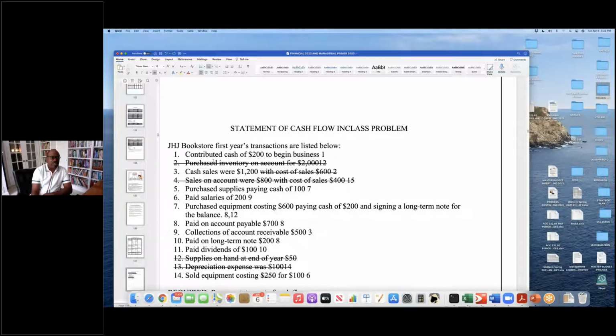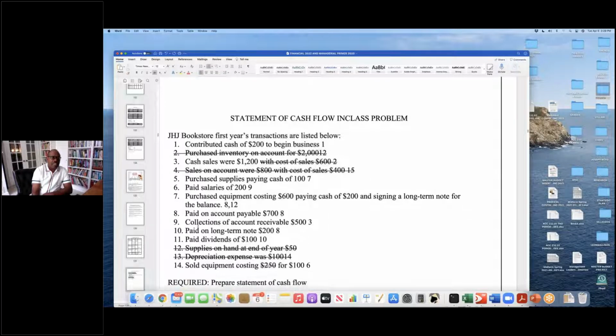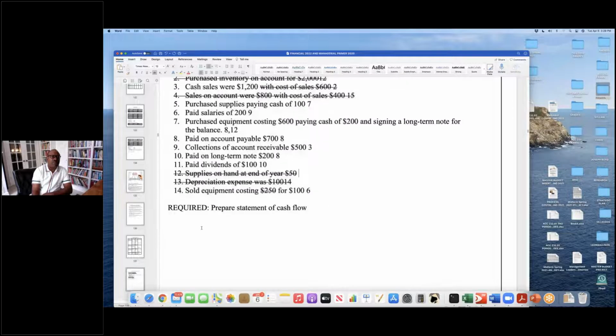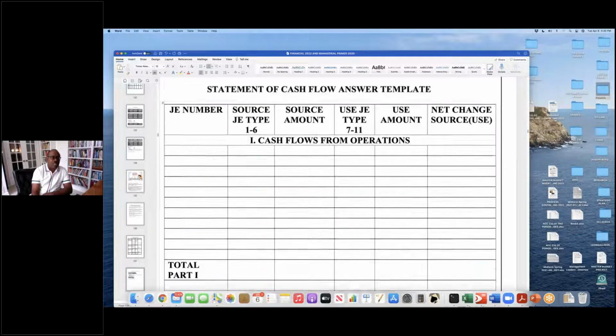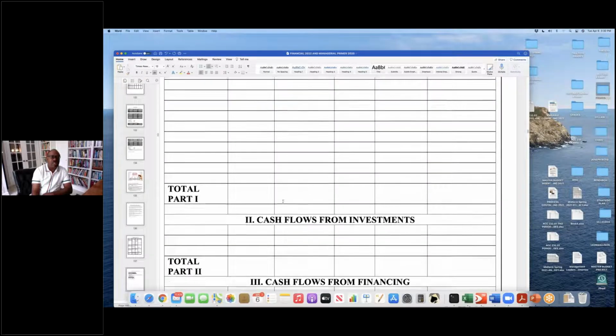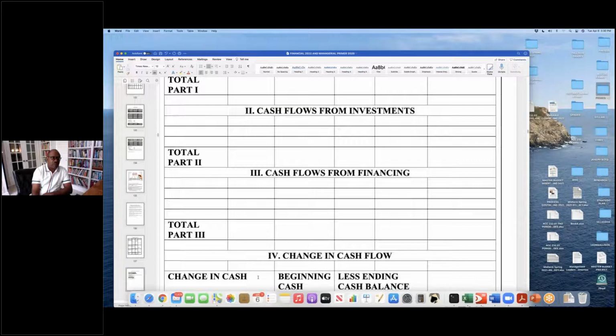So in the first transaction, we only deal with transactions we did not scratch out. So contributed cash, where's that going to go? In the 1 through 6. It's 1 through 6, but what is it going to be? Operations, investments, or financing? It's going to be investments. No, that's your company, that's your money you're putting in the company. So for number one, that's going to be cash flow from financing.